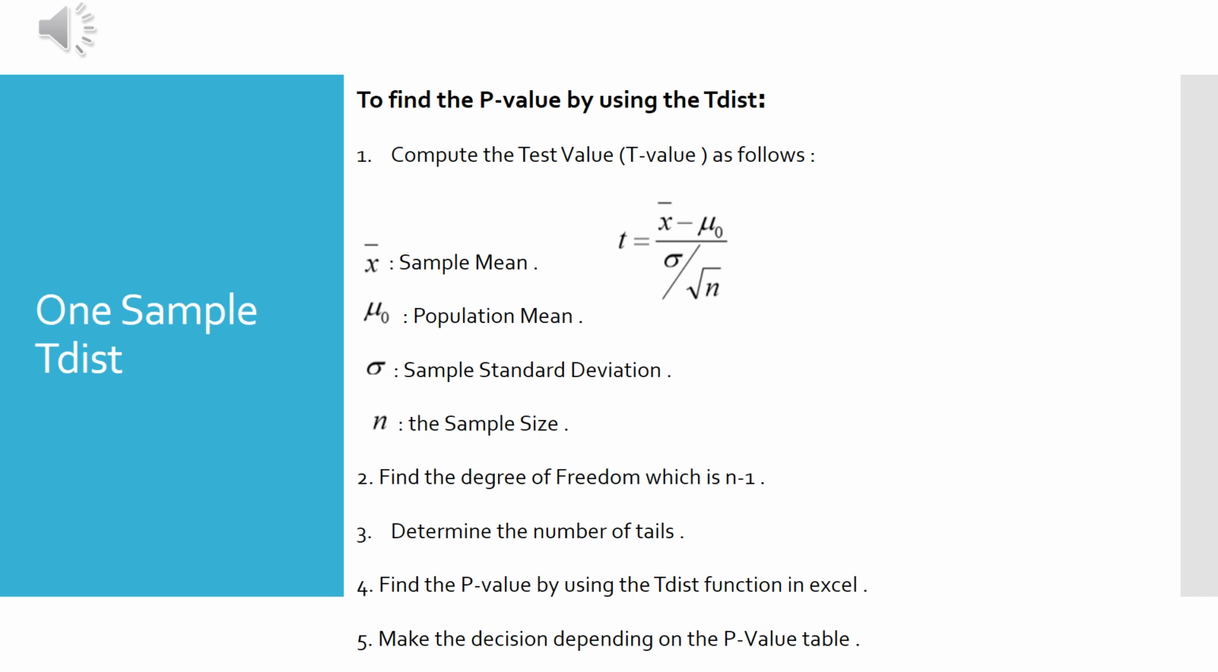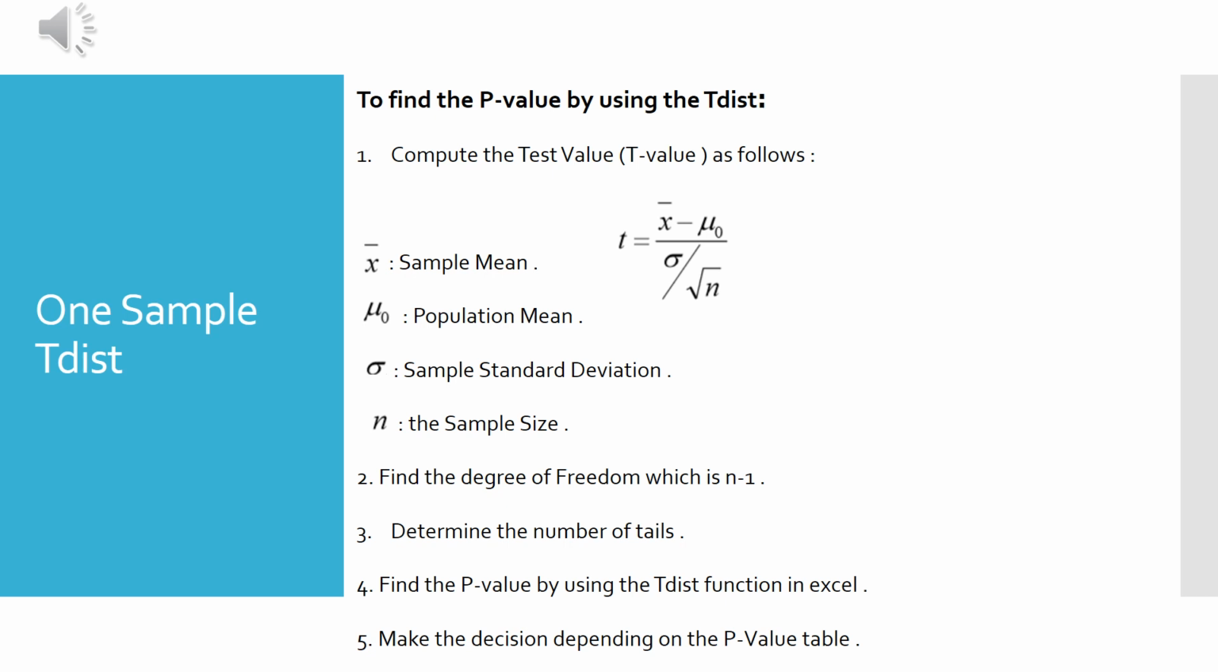Now, to find the p-value for one sample by using the tdist function, we have first to compute the t-value by using this formula, where x bar is the sample mean, mu naught is the population mean, sigma is the sample standard deviation, and n is the sample size. Then we find the degree of freedom, which is n minus 1, where n is the sample size.